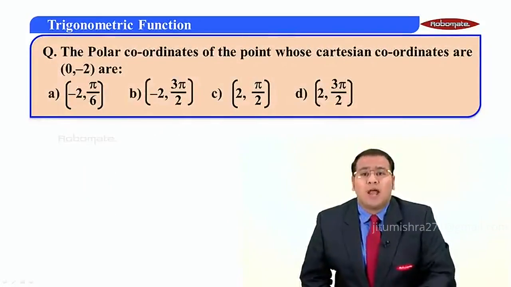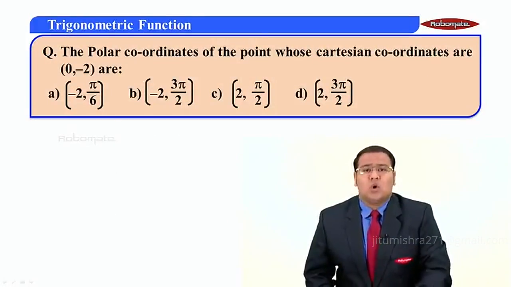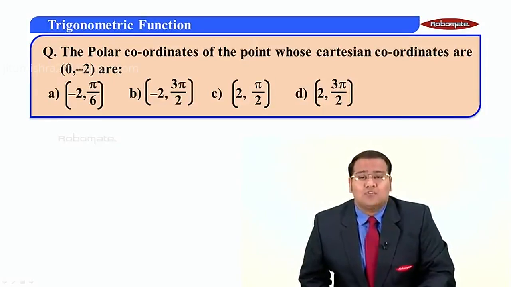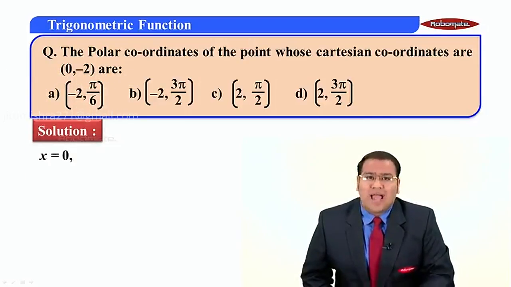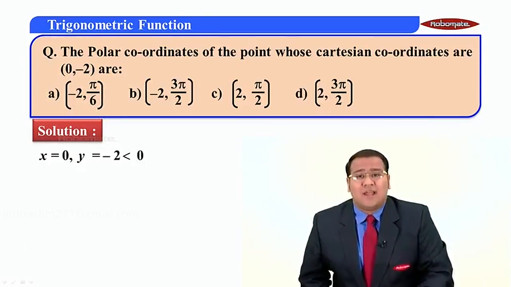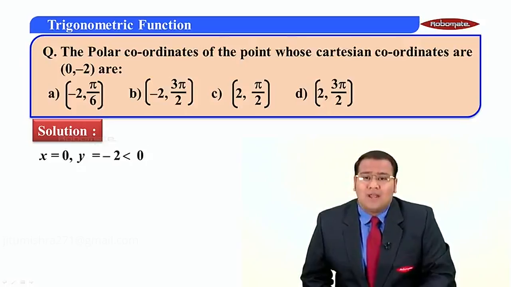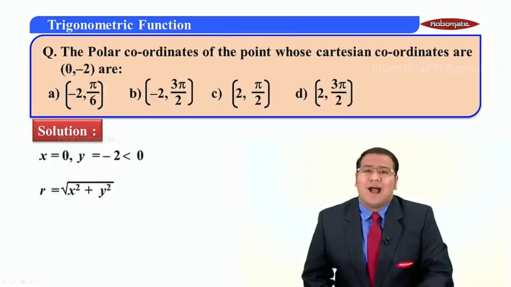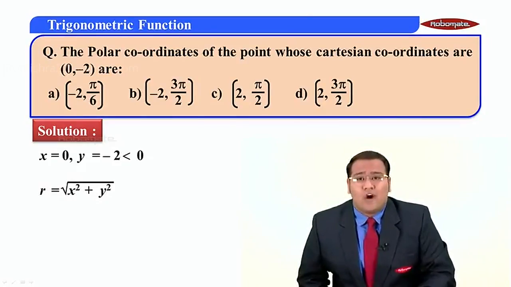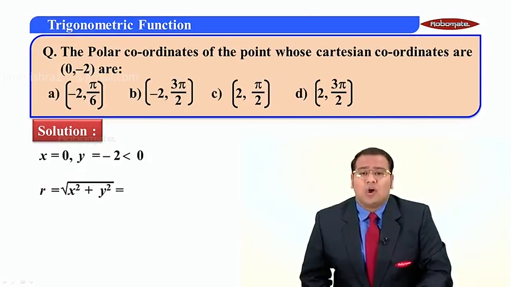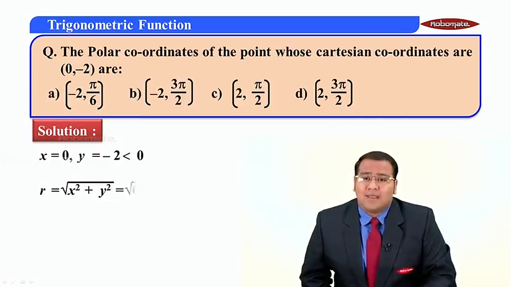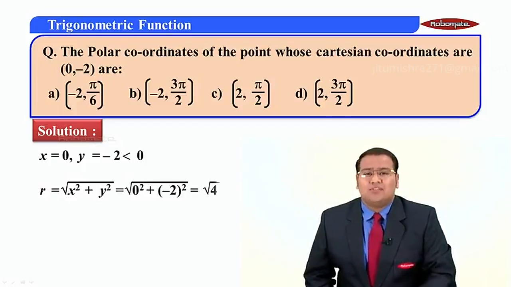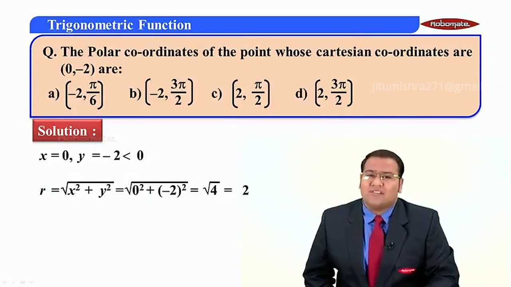Next, the polar coordinates of the point whose Cartesian coordinates are (0, minus 2) are. We know that the Cartesian coordinates are x and y. They are already 0 and minus 2. But you are requiring polar coordinates, which are in r and theta. And we know the formula that r is equal to root of x square plus y square. In this case, x is 0, y is minus 2.